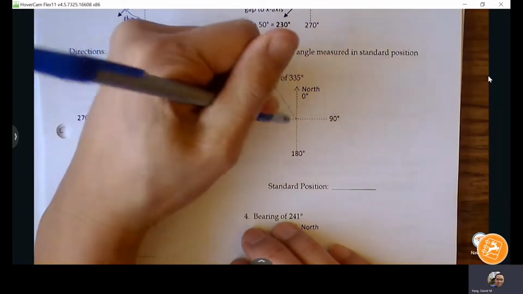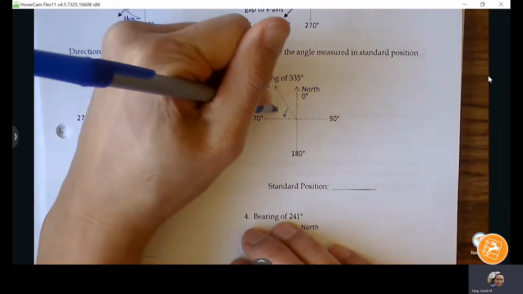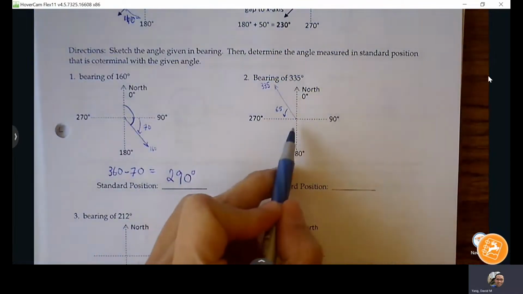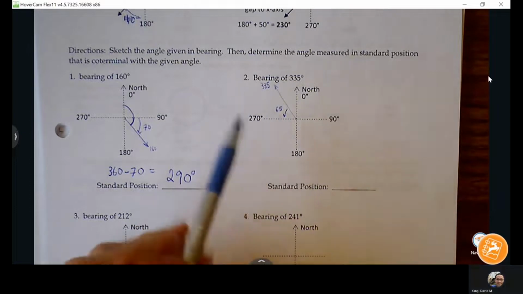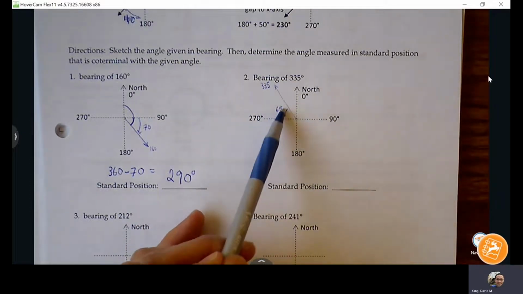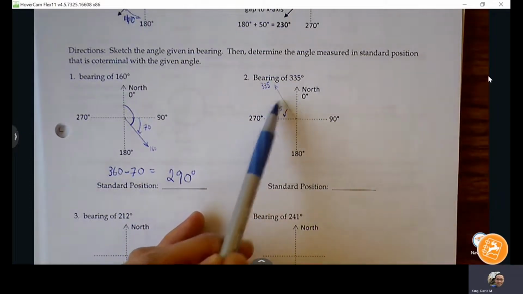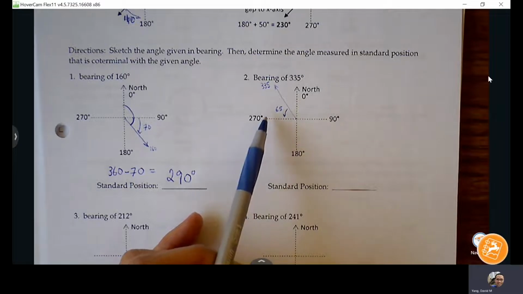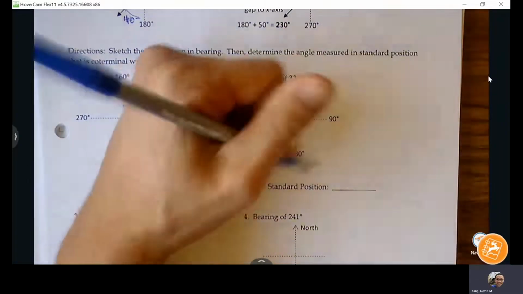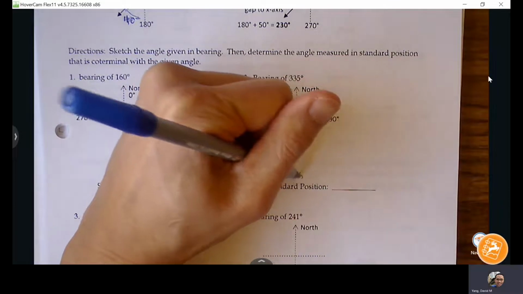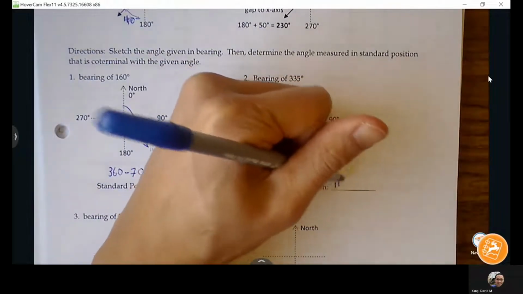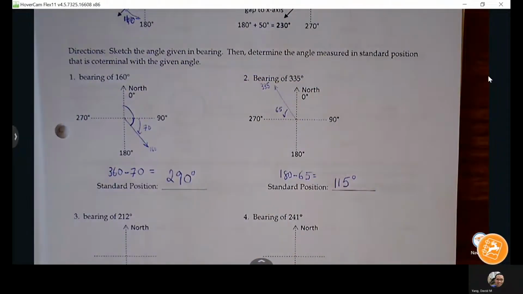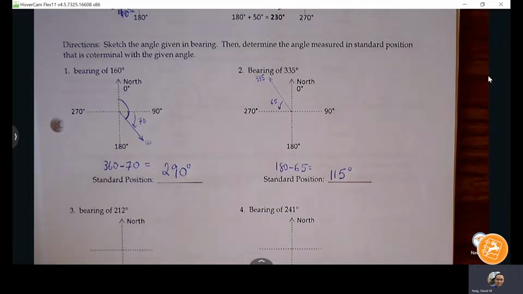Right, so that's 65. So we know it's going to be 65 degrees from the negative x-axis. And now we can erase everything else and just think of this as a reference angle, right? So reference angle, we know to get to the second quadrant, we can do 180 minus 65. Okay, is that making sense?